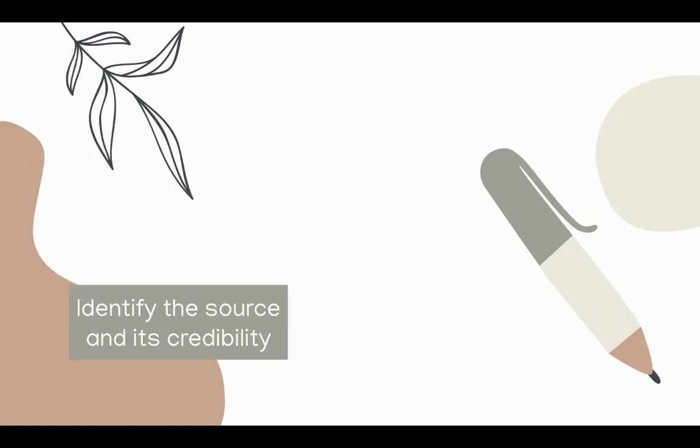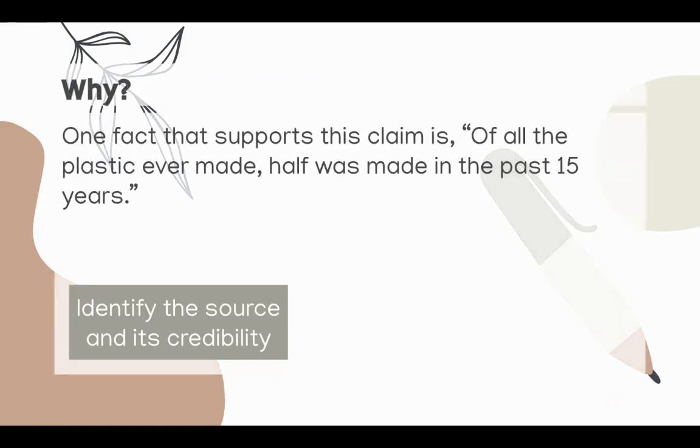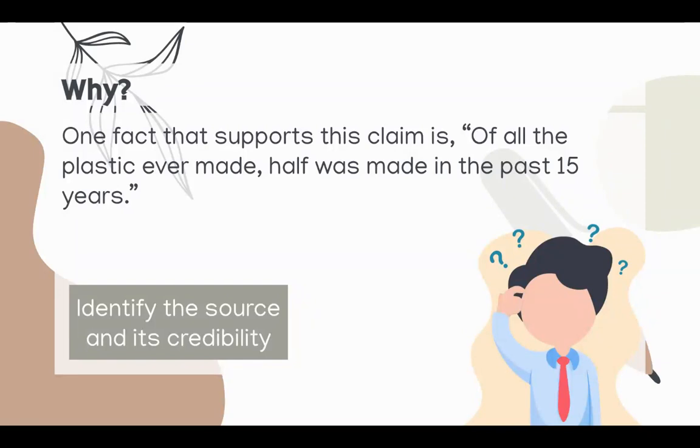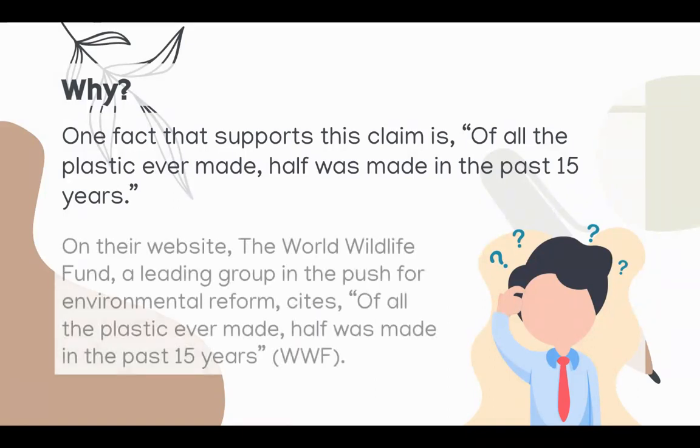Now, let's talk first about identifying the source and its credibility. Here's an example of a really weak example of this. In this one, I just say, one fact that supports this claim is, of all the plastic ever made, half was made in the past 15 years. Now, you'll notice you're probably really confused about whether or not you should trust this. I don't identify where it came from, who said it, why it's reliable. So let's look at what this could be instead.